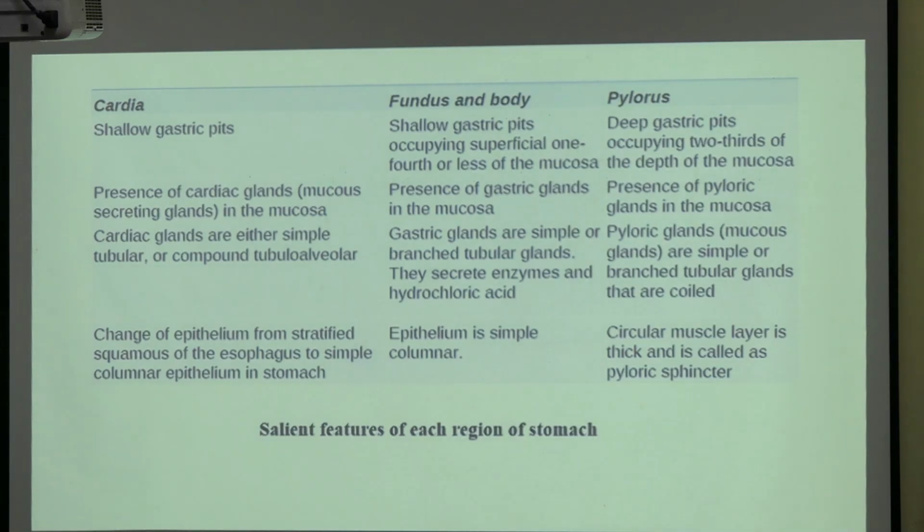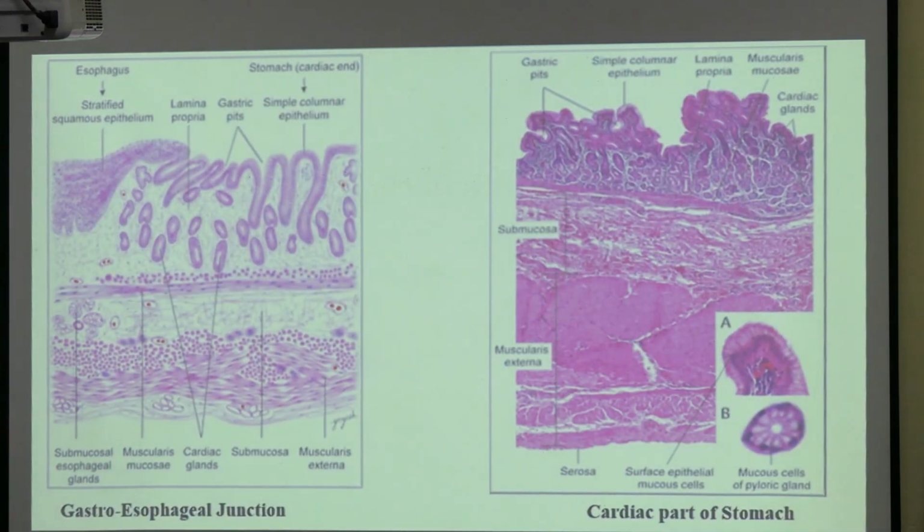Next, this is the comparison, where you can see the cardiac part, fundus of the body, and the pylorus of the stomach. This is also important. Please note down this particular part. Now let's see the diagram, and after that we'll see the slides. What do you think? Which part of the stomach is this? Cardiac part.